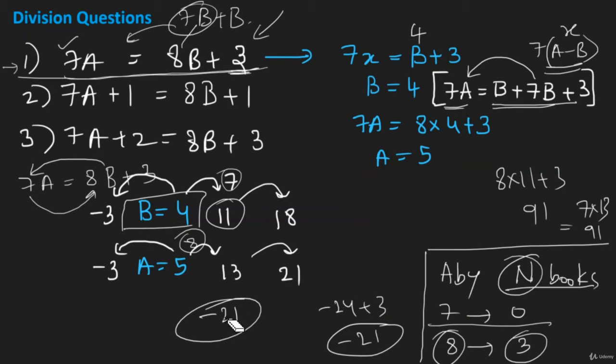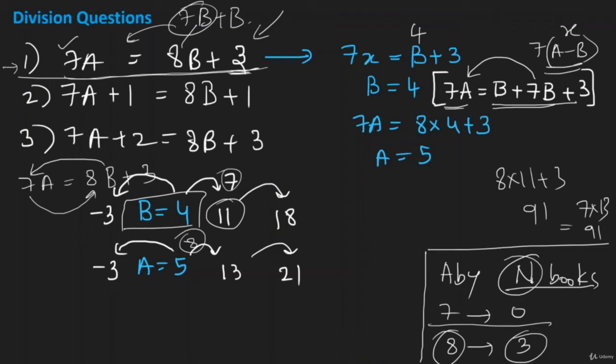Alright, let me make some space over here. Now in this question, we had to find the number of books AB has. Therefore n, which is equal to 7a, which is equal to 8b plus 3, is of the form 7a equal to 8b plus 3. This also will be an arithmetic progression, and for the first term you just substitute either b is equal to 4 or a is equal to 5. So 7a is n. When a is 5, 7a is equal to 7 into 5, that is 35.